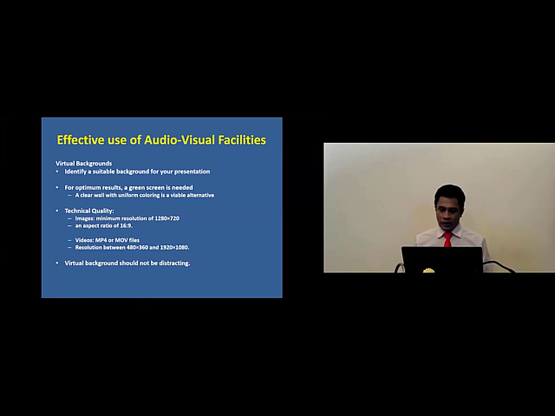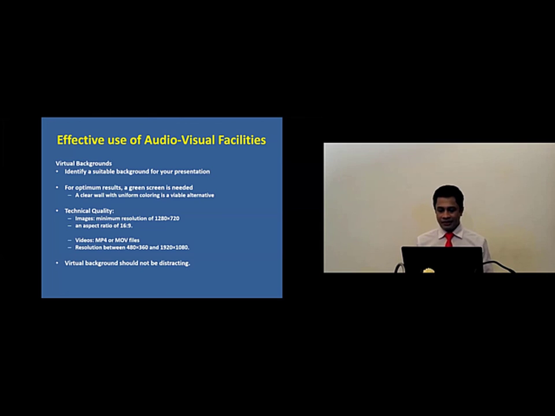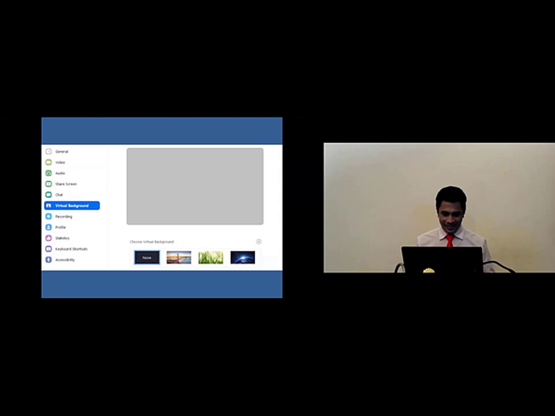Exactly. Yeah. So if you have a good green screen, it would improve the quality of your virtual background. Some effects like the pixelations that you see can be minimized with a good green screen and good lighting. Okay. So it's up to you to experiment and play around. Okay. Yeah. So how to do it is very simple. Go to settings, virtual background, and then select.